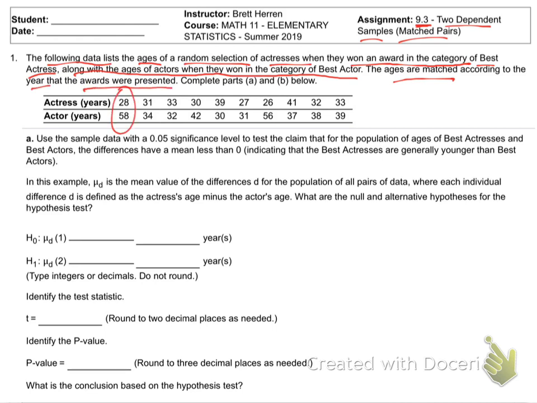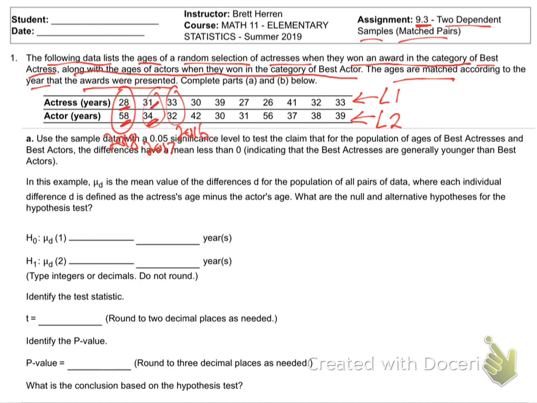So in other words, this is the same year. Maybe this is, I don't know, 2018. Just guessing. The actress that won for Best Actress was 28 years old. The actor was 58. And this was the year 2017. The Best Actress who won that award was 31 years old. The actor was 34. And this is 2016, etc. The point is, these two data sets, this is going to go in L1 in our calculator and this L2, like usual. No surprise there.